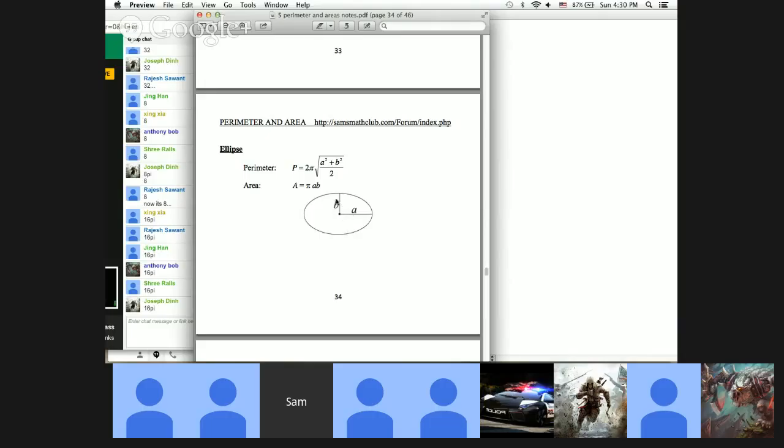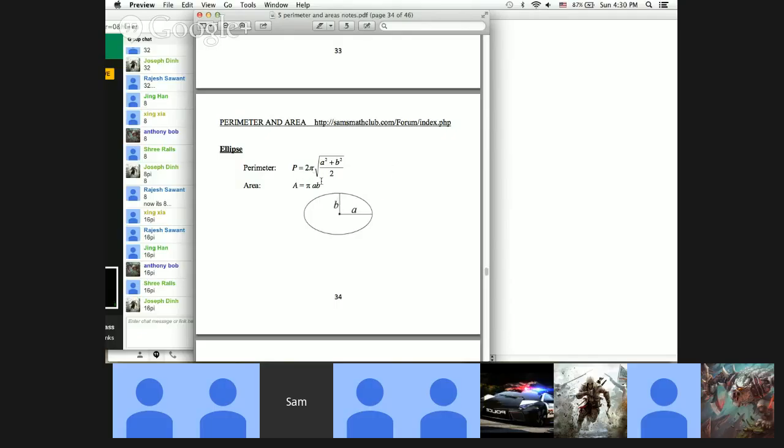So normally if this was a circle, then A would equal B, and that would make it a circle. But in this case, it's an ellipse. So the area is equal to pi times A times B, so pi AB. So pretty easy to memorize, just pi AB. For example, if A were to equal B, it would just be pi A squared, which is the same thing as a circle, pi r squared, area of a circle. So that might help you think of it.